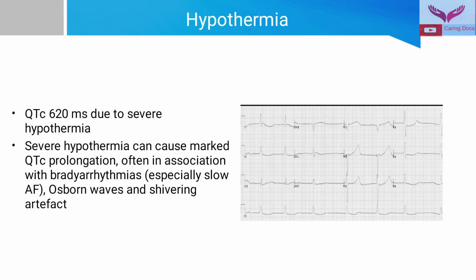This is the ECG of a patient with hypothermia. Here the QTc is 620 milliseconds, and the patient has severe hypothermia. It causes marked QTc prolongation, often in association with bradyarrhythmias, especially slow atrial fibrillation. And at times we can get Osborn waves and shivering artifacts also.